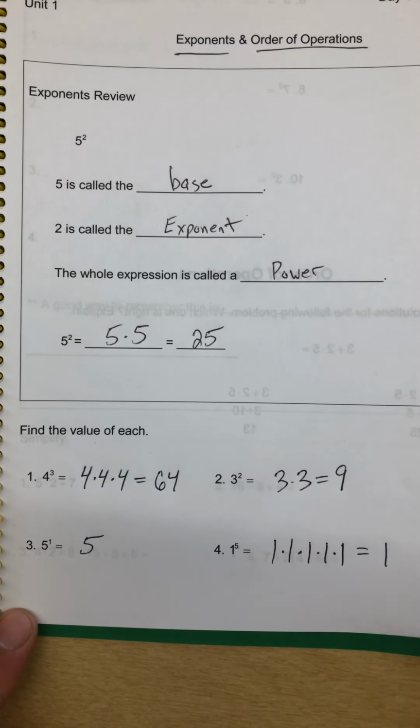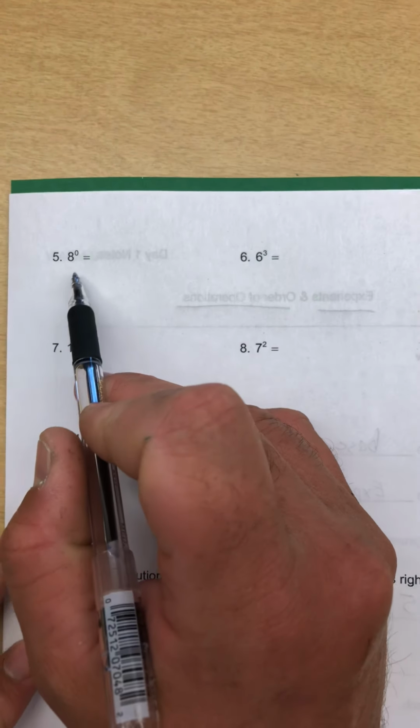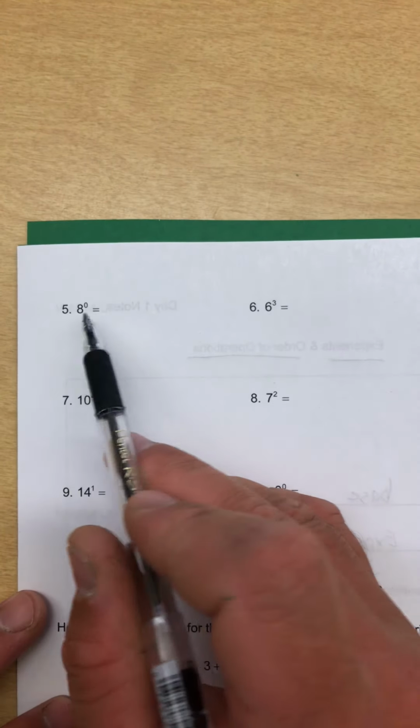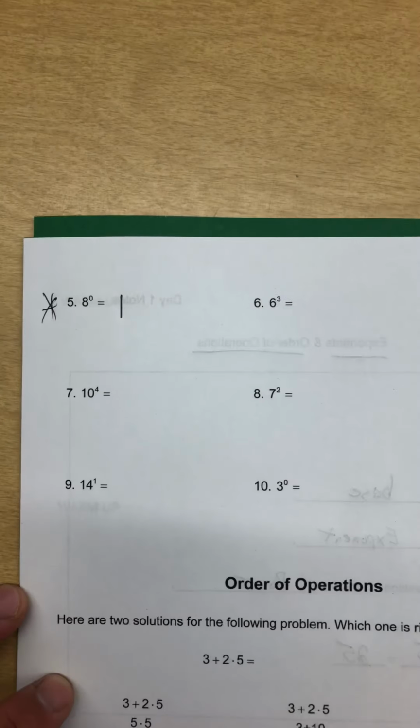Come around to the next page. Try a couple of these. How about 8 to the 0? Some of you maybe remember this. If you have a calculator, you can put it in there. 8 to the 0 is a special case. It's actually just 1. The answer is 1, there's no other way to it. Anything to the 0 power is 1.